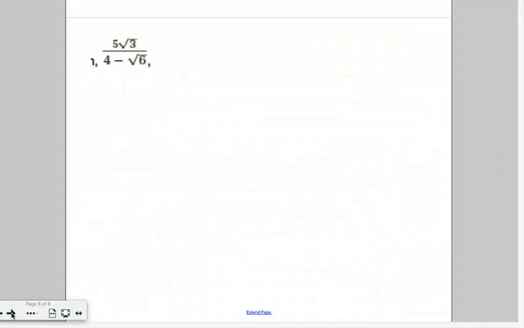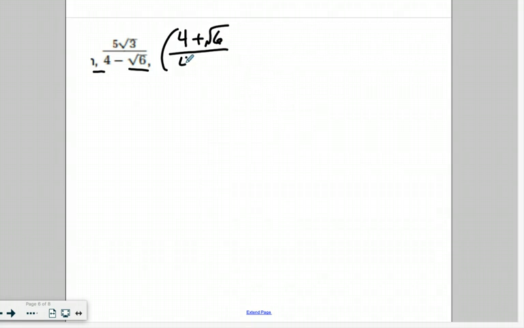Okay? So we'll take a look at another example here. So we have 5 root 3 over 4 minus root 6. So again, because there are 2 terms in the denominator, right, they're separated by a minus sign, I need to multiply by a clever form of 1 that needs to be a conjugate. And again, that conjugate is using the same terms but separating them by a different sign. So my clever form of 1 here is going to be 4 plus root 6 over 4 plus root 6.